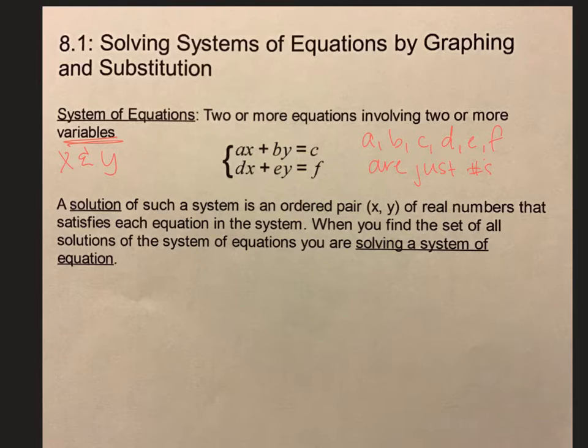When we have a solution of a system, that's just going to be a basic ordered pair x, y that is going to make both of your equations true. So if we have an ordered pair 1, 2, that's a solution. When we plug that into both equations, we're going to get the same number on both sides of the equal sign. So when you find the set of all solutions of the system of equations, you are solving a system of equations. So really, we're just solving for x and y, and we're always going to write that answer as an ordered pair.